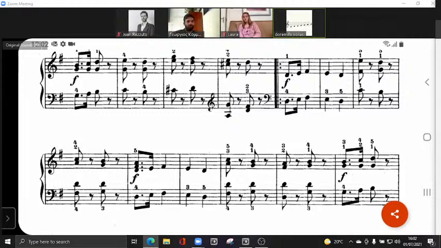Yes, one idea is the monophonic texture, only one melody. And the other one is this homophonic one. Yes, that is a good question.